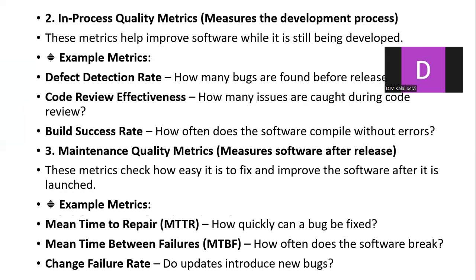In-process quality metrics measure the development process, so they improve the software while it is still being developed. Examples are defect detection rate, code review effectiveness, and build success rate. The third one is maintenance quality metrics. It checks, fixes, and improves the software after it is launched. Examples are mean time to repair, mean time between failures, and change failure rate.